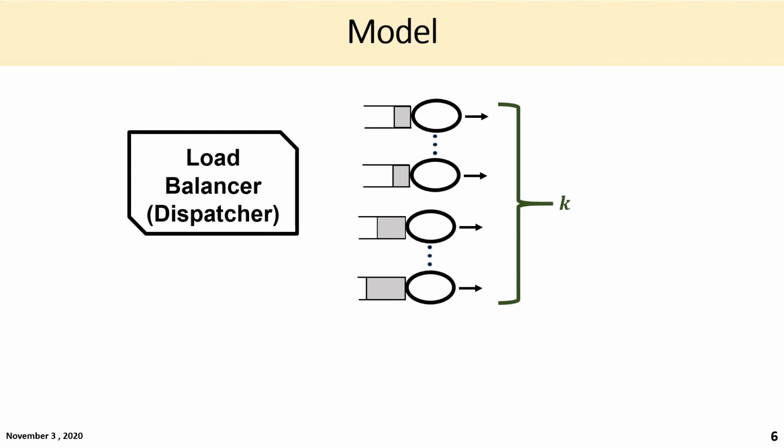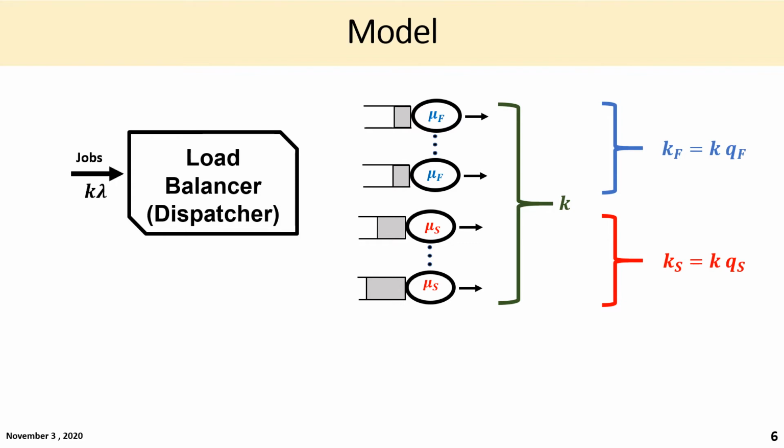We have a system with k servers, with each server having its own queue. qf is the proportion of servers that are fast, and hence the number of fast servers, kf, will be k times qf. Similarly, qs is the proportion of servers that are slow, and the number of slow servers, ks, will be k times qs. We have Poisson job arrivals at rate k times lambda.